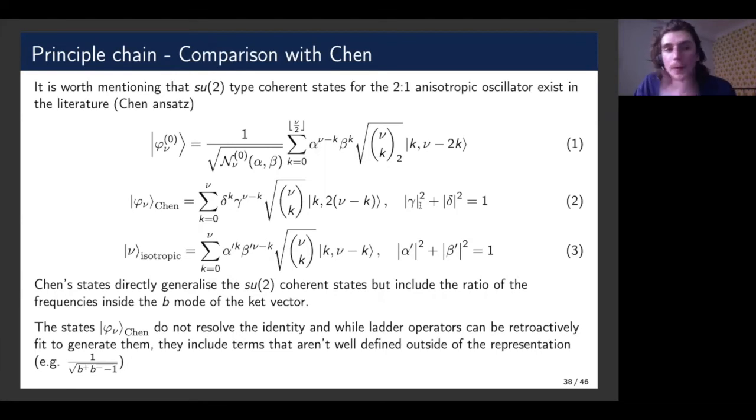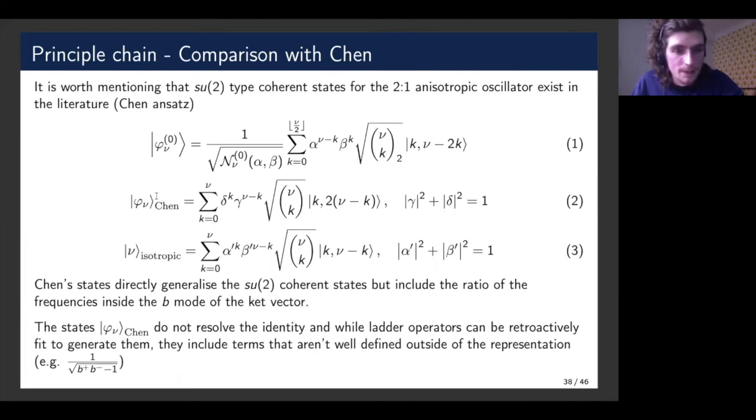So there are known ansatz states for the anisotropic oscillator, which directly generalize the SU2 coherent states. They were written down by Chen, and they're just written down simply as this, with no resolution of the identity or ladder operators, but they are given as a direct extension of the isotropic states. And here the difference in the frequency enters as a multiple of the number in the B mode. And on the top, we have the states that we found with the ladder operator. But there are certain advantages to the states that we've introduced.